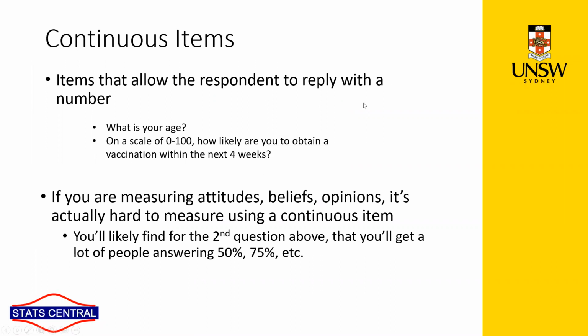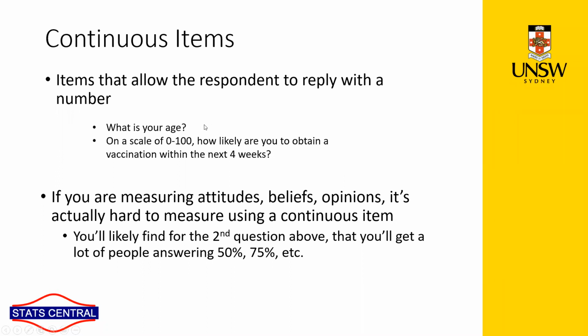Continuous items. These are items that are meant to elicit a number from people. So something like, what is your age? You'll get people saying, I'm 24, I'm 62, I'm 50. They'll tend to tell you the number in years of what they are. So, depending on your sample, you would expect to see lots of different values in this answer. So you could consider this a continuous variable.